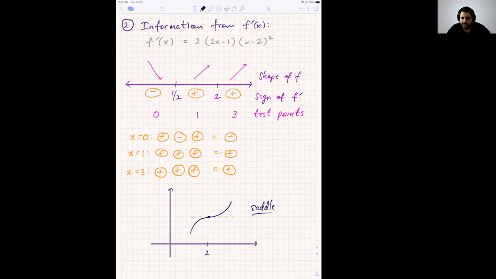So when we get something like this, where we have increasing on both sides, but we did actually have a critical point there, we get something that looks like a saddle. So we don't get a local min, we don't get a local max, we just get this kind of cubic looking thing. That's all.